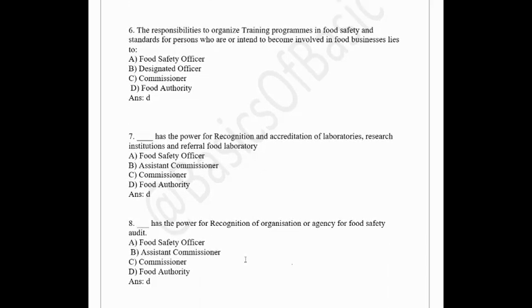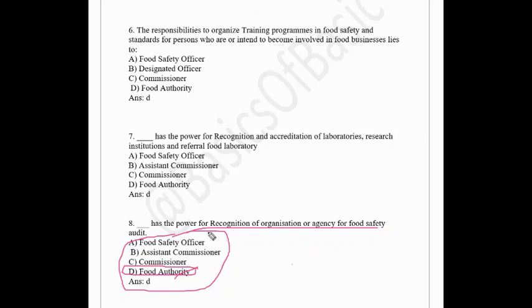Dash is the power for recognition of organization or agency for food safety audit. So, who has the power for recognition of organization or agency for food safety audit? So again, it is food authority. My intention is that by looking into almost 5, 6, 7, 8 questions, you get to know the different powers of food authority. The question looks a bit confusing between the options because the options are similar. All of them are related to the structure of the food authority itself. So you need to be very careful how to tackle the options.